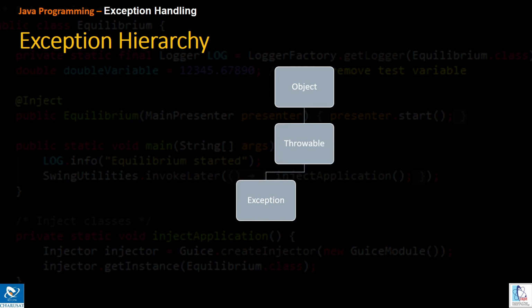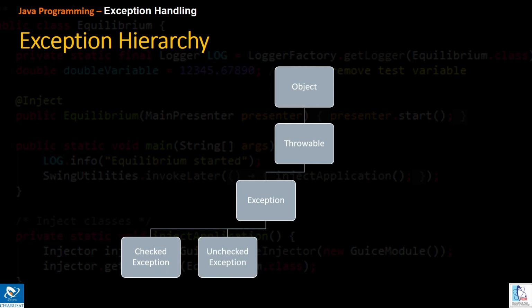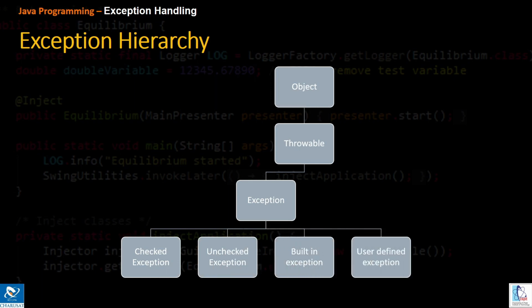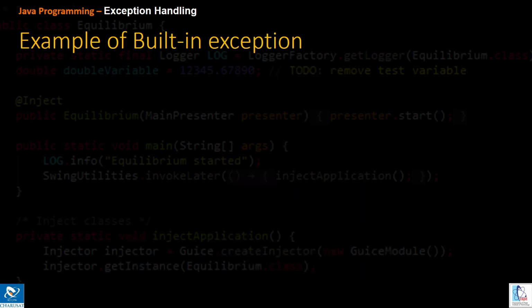Throwable has a subclass called Exception, and the exception could be a checked exception, unchecked exception, built-in exception, or user-defined exception. I'm going to explain all these things: what is a checked exception, what is an unchecked exception, what is a built-in exception, and what is a user-defined exception. The other subclass of Throwable is Error, right? So let's see a few built-in exception classes available in Java. I'm going to explain all these built-in exception classes one by one.